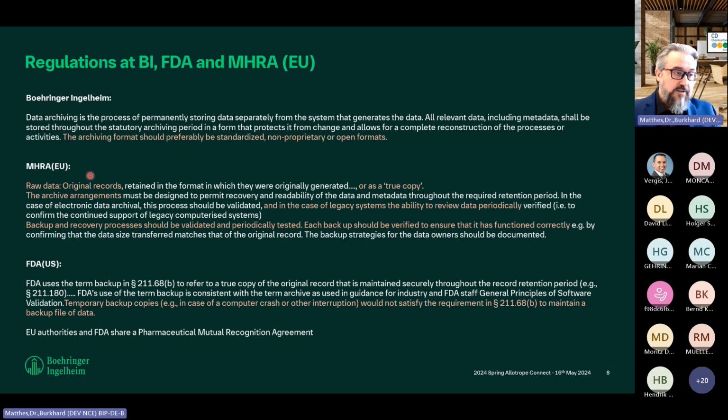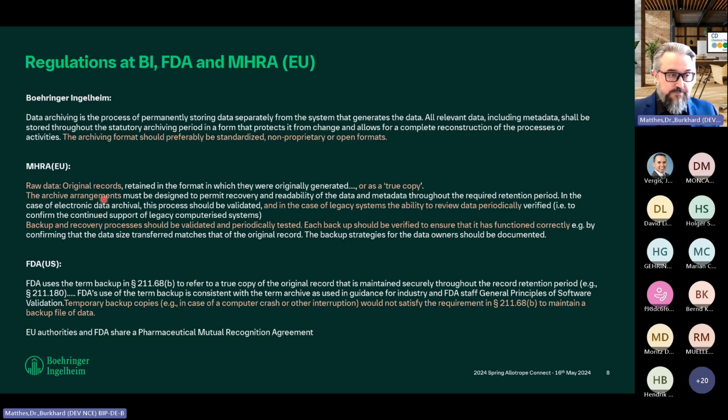The MHRA is a European authority that states that raw data are original records or a true copy. Original records is defined as the data that have been recorded for the first time by an analytical instrument to a non-volatile memory, so something like an SSD or a hard drive. A true copy is a complete copy of the original records that can be handled. We can produce as many true copies as we want. We can transfer them, we can delete them. We only have to take into account that we do not delete the last true copy, of course.